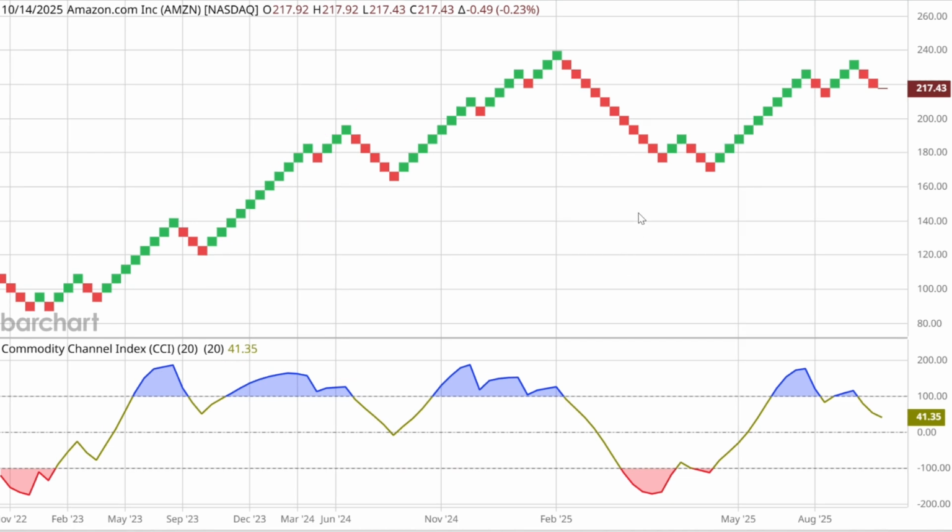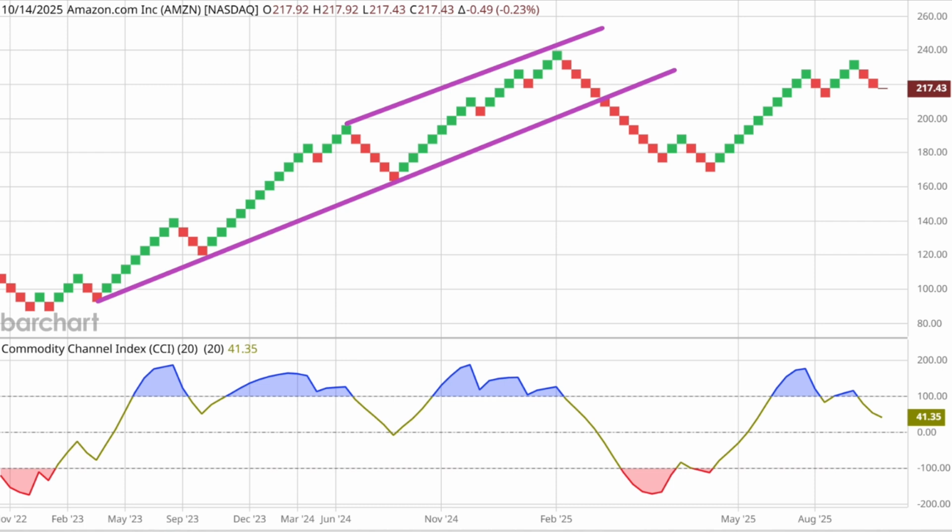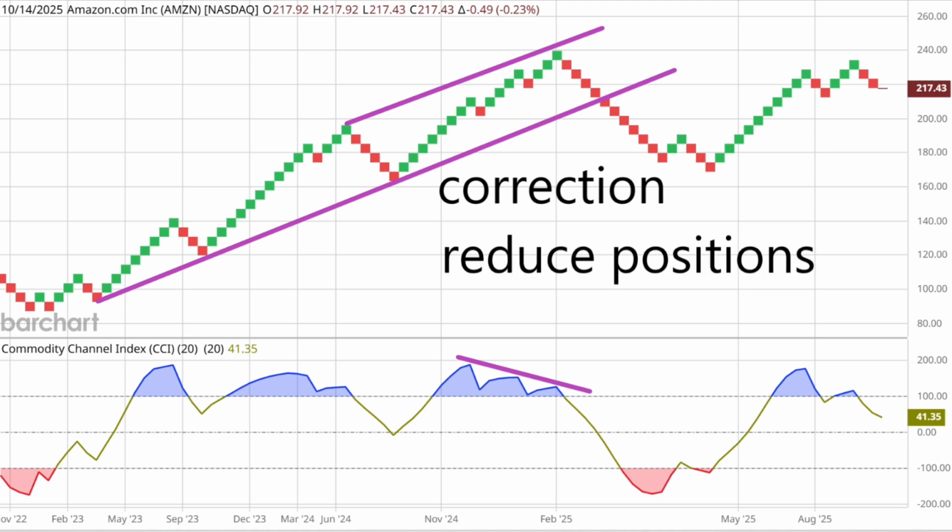As the Amazon uptrend continues, price keeps making higher highs, and the Renko pattern still shows an intact uptrend of higher highs and higher lows. But notice when it reaches around the 240 level, price starts to reverse. Meanwhile, the CCI has been making lower highs for a while. That divergence now confirms that momentum has weakened, and the correction is significant. This is where I'd start reducing my position size or locking in profits, instead of waiting for a full reversal.